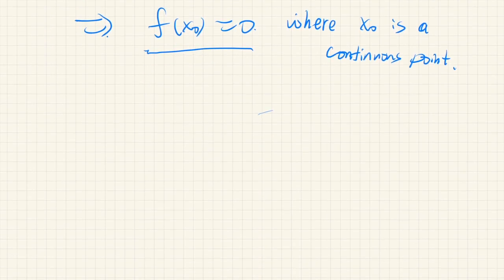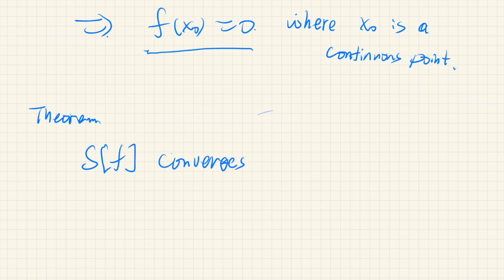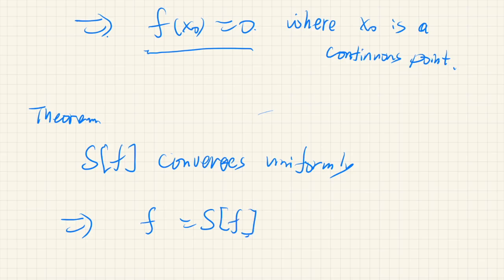And next theorem, if the complex Fourier series of f converges uniformly, then we have f equal to s of f. So the function f is equal to its complex Fourier series.